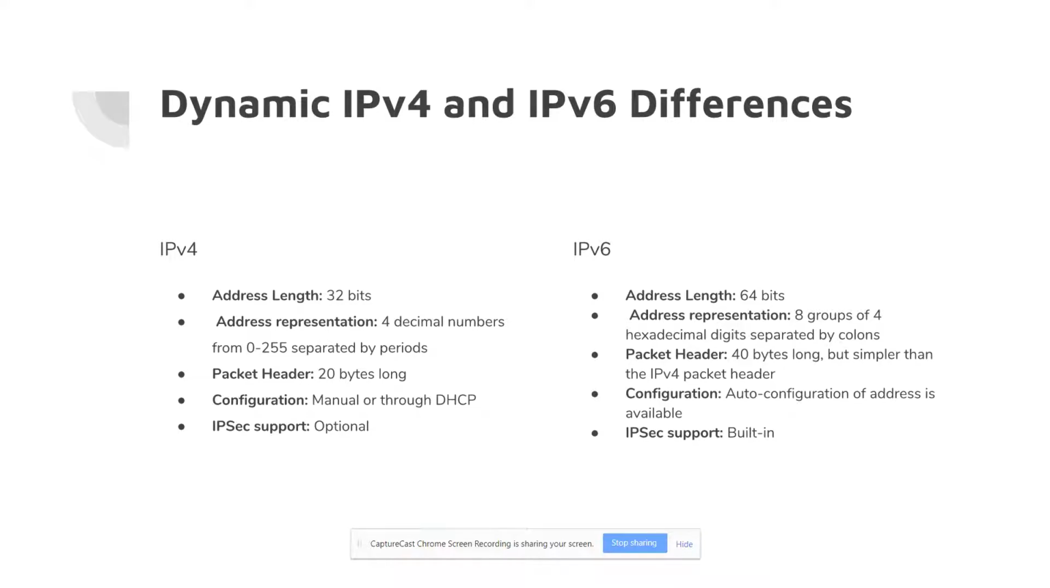The IPv4 and IPv6 differences. IPv4 has an address length of 32 bits, and IPv6 doubles that to 64. Address representation for IPv4 is 4 decimal numbers from 0 to 255 separated by periods, and IPv6 is 8 groups of 4 hexadecimal digits separated by colons. The packet header for IPv4 is 20 bytes long, while IPv6 is 40 bytes long, but simpler than IPv4.